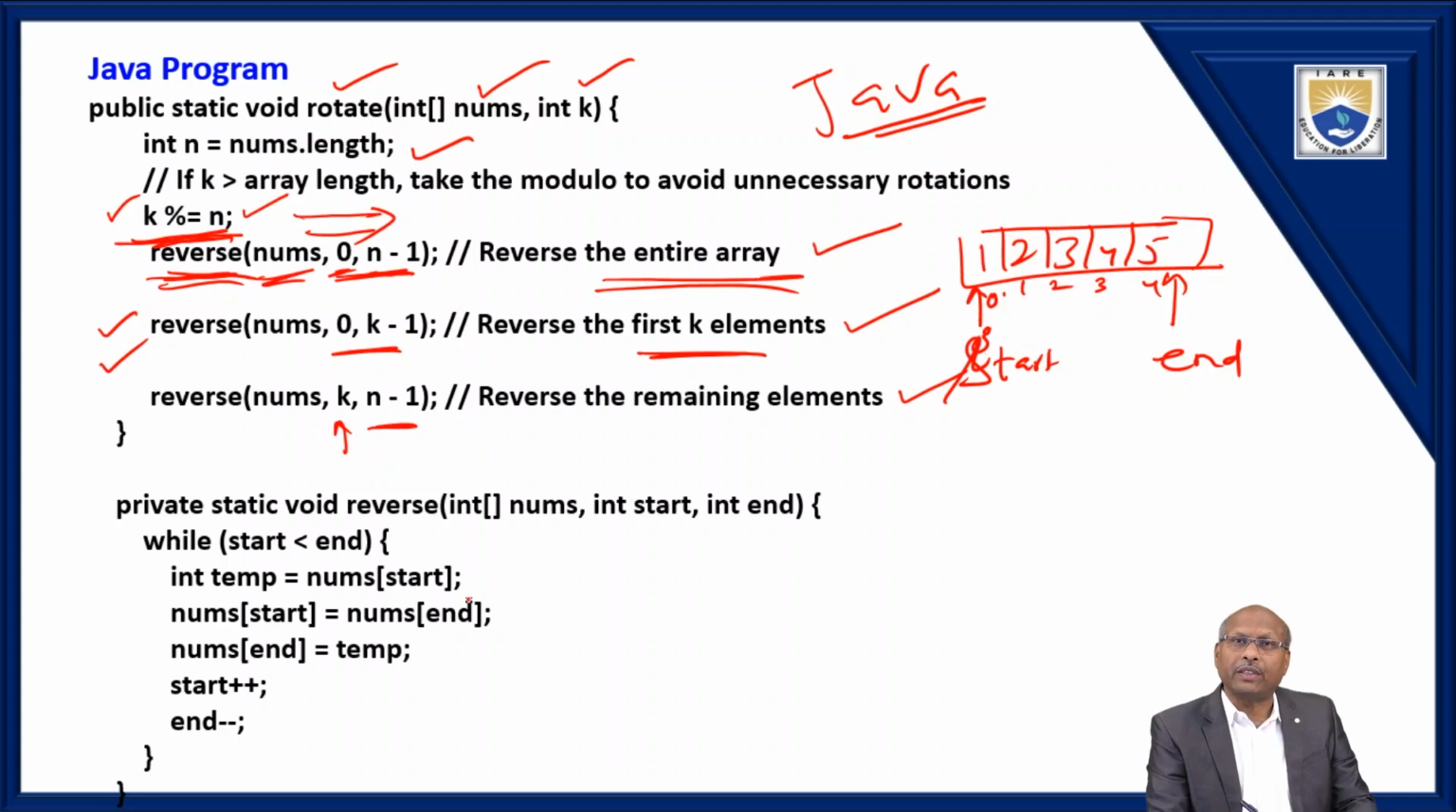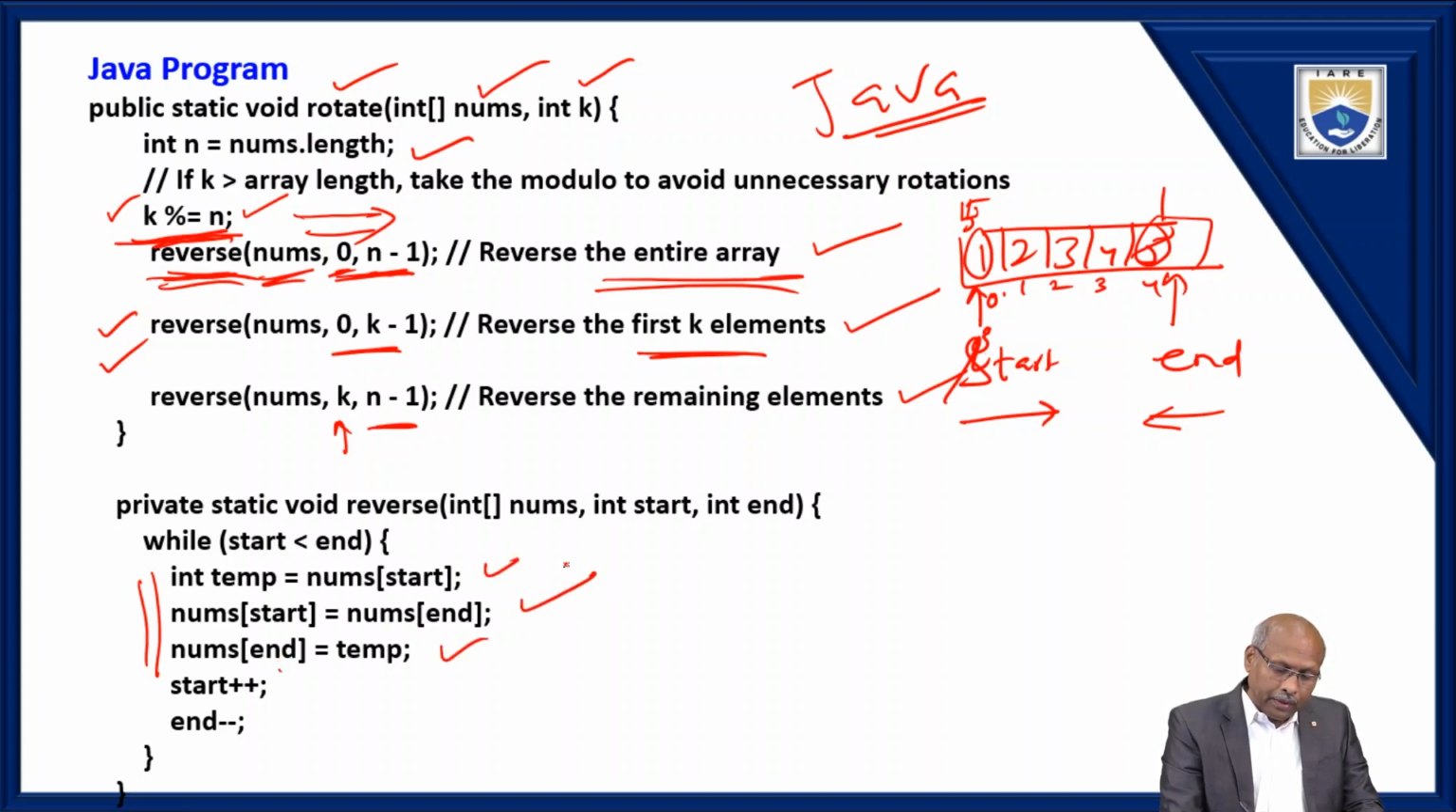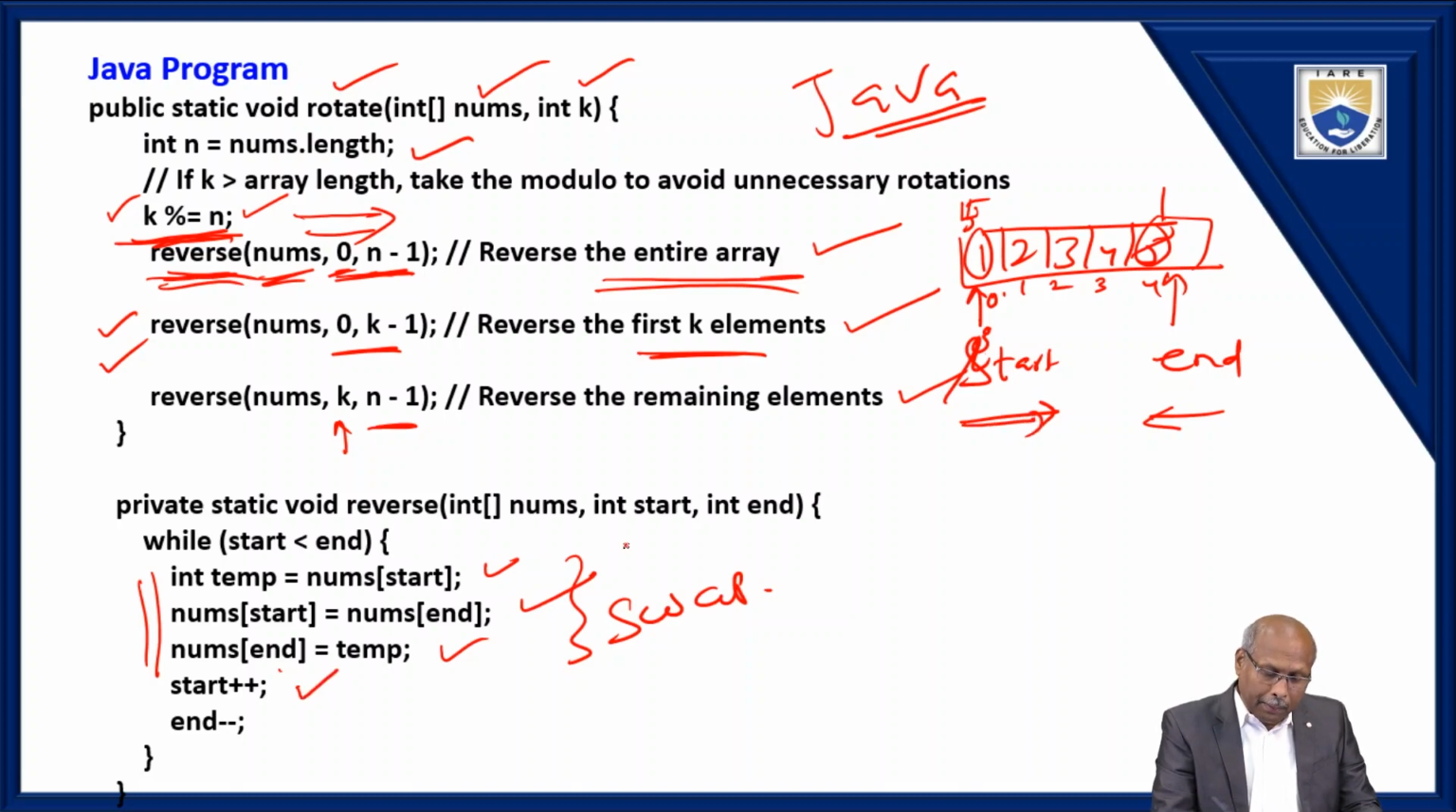So already you know the logic. Now swap the element at the 0th position and the 4th position. This 1 and 5 will swap, so 5 will come here and 1 will come here. After swapping, the start will go forward and the end will come backward. So this is the logic: temp equal to nums of start, nums of start equal to nums of end, nums of end equal to temp. This is for swapping the 2 numbers, these 3 steps. Then start plus plus, that means start goes forward, and end minus minus, that means end comes backward.